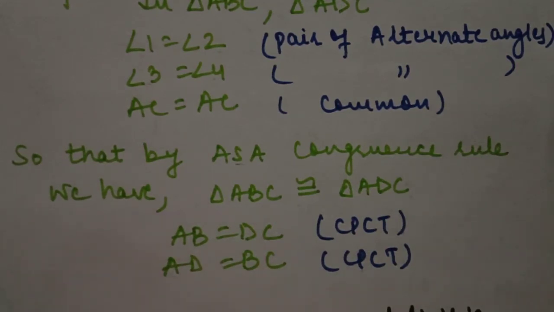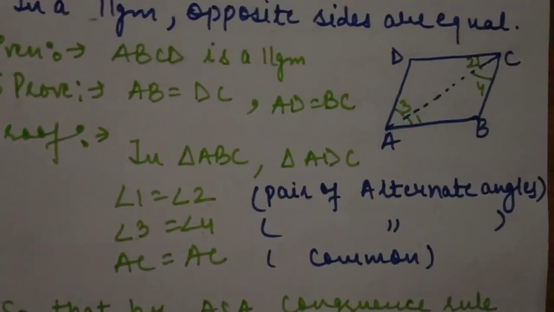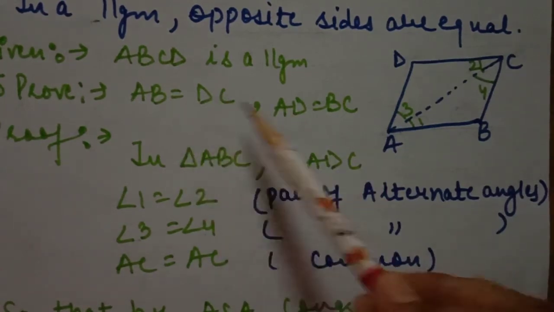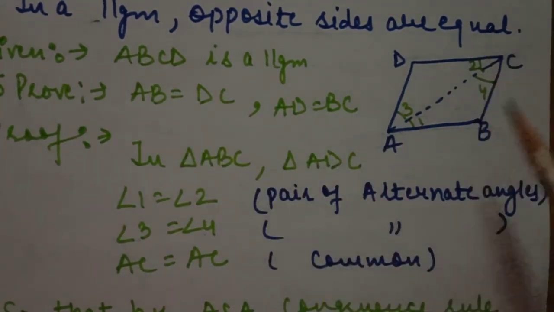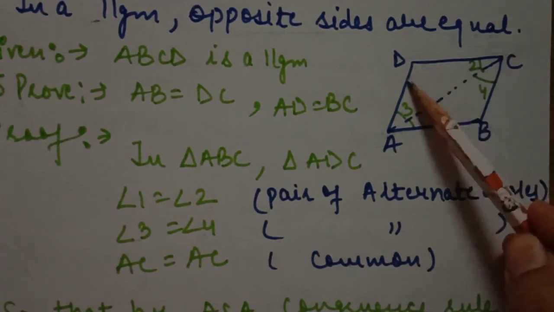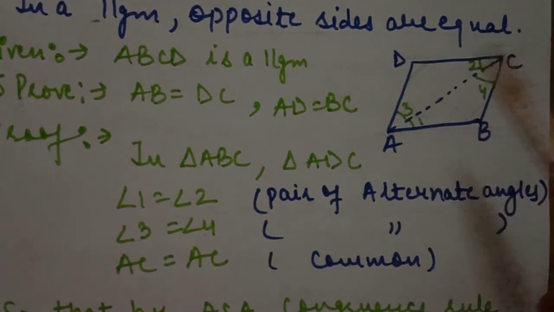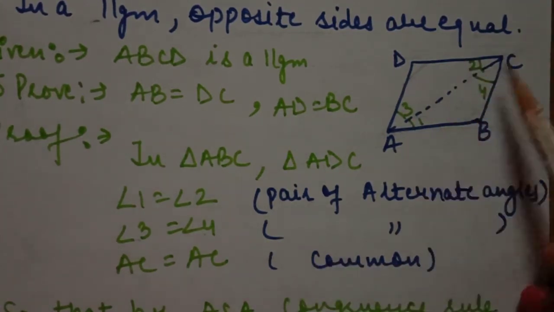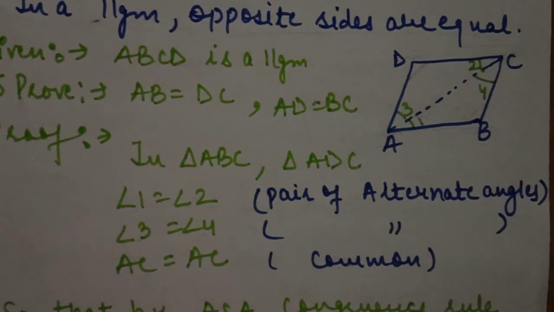Now students, try to think whether it is possible to prove this theorem with another congruence rule. We used ASA right now. We have to prove opposite sides are equal. Definitely we can use opposite angles also, and we can use the parallelism condition as well as the common side also. So try to think, it is possible, because we did 8 theorems till now. So try to use one theorem in the solution of another theorem.